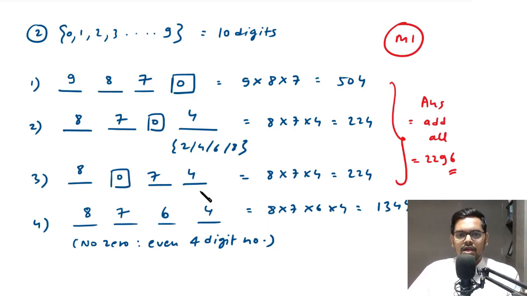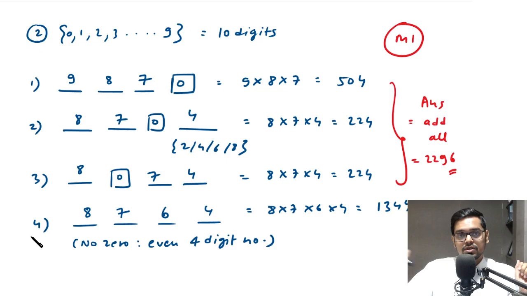Again, same scenario, last should be even, so 4 possibilities. Then out of 10, 2 digits are gone. So for the first blank, only 8 possibilities. Then for this remaining blank, it would be 7 possibilities. So 8 into 7 into 4, that would be 224.